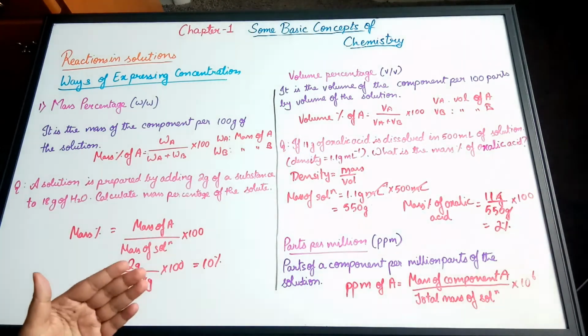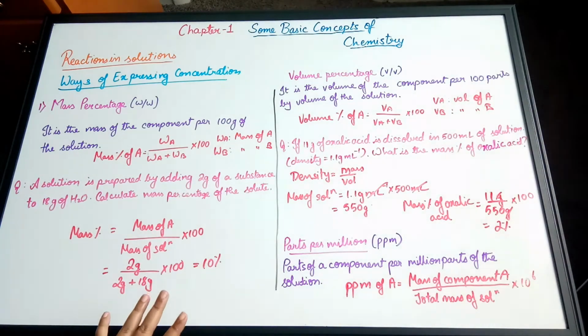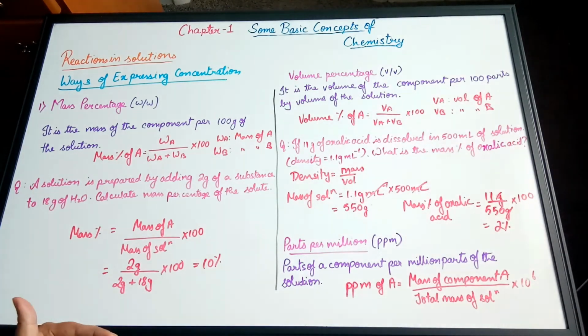So this is about volume percentage. There is one very important thing called parts per million. When there is a particular substance which is available in very trace amounts, we use the term parts per million. So parts of a component per million parts of the solution. There was a lot of confusion because the decimal point led to a lot of issues, so the scientists decided that there'd be another unit called parts per million. Parts per million of A is the mass of component A divided by the total mass of the solution, into 10 to the power 6.